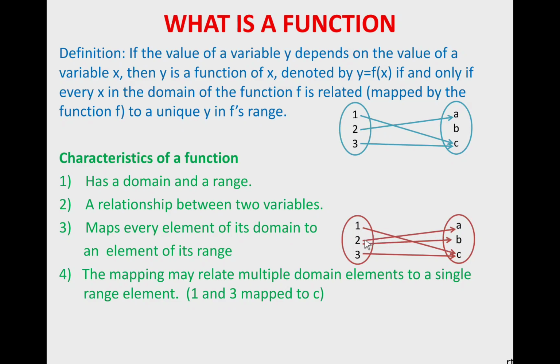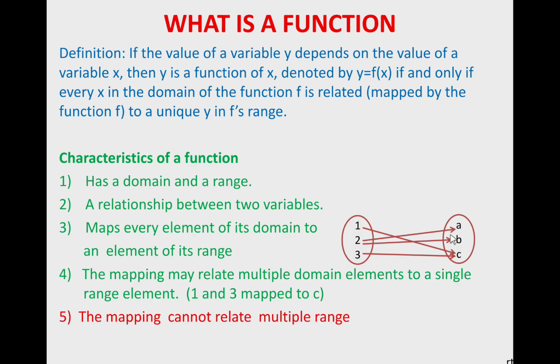Here we can see that 2 is mapped to more than one element in the range. So this is not a function. So let's put that condition now. We said the mapping cannot relate multiple range elements to a single domain element. And here are multiple range elements, which are A and B. They are mapped to by a single domain element, which is the 2. And that is in violation.